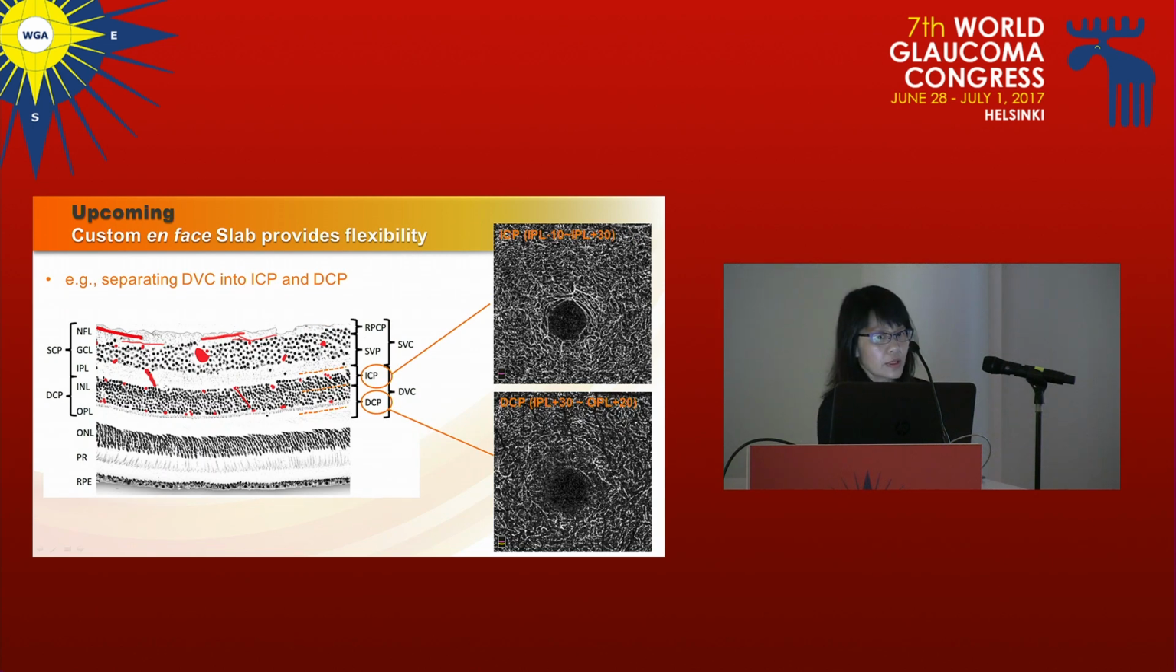So with the custom layer, we can further divide. The user can select the boundaries, and for example, you can further visualize the intermediate plexus or the deep vascular plexus, like these examples here.